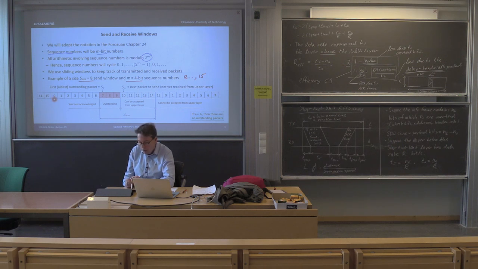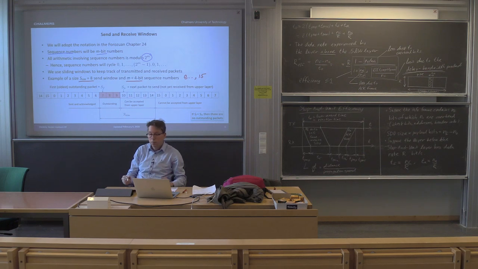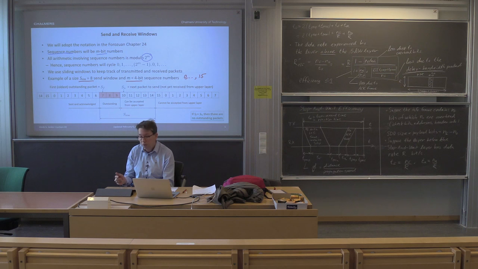So we start with enumerating the packets 0, 1, 2, 3, 4, 5 up to 15, and then we restart and do 0, 1, 2, 3, and so forth. Here we can think of this as a time axis, and here we put in all the service data units we get from above. Some of these we haven't received yet, and some of them we have already transmitted and got acknowledgements on, and some of these are still outstanding.